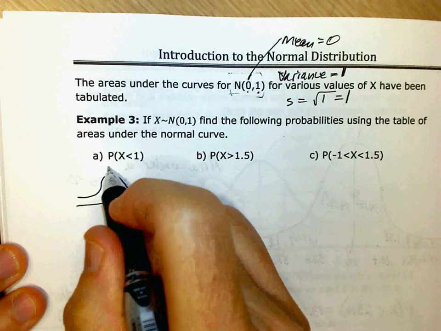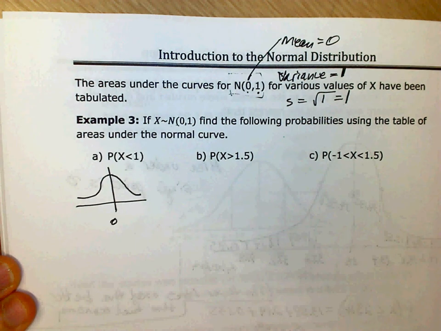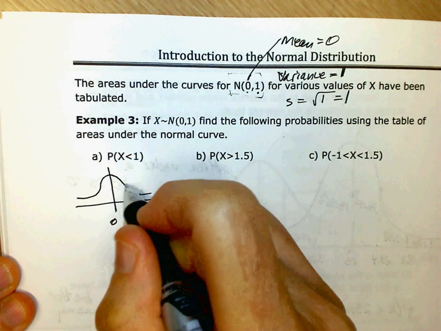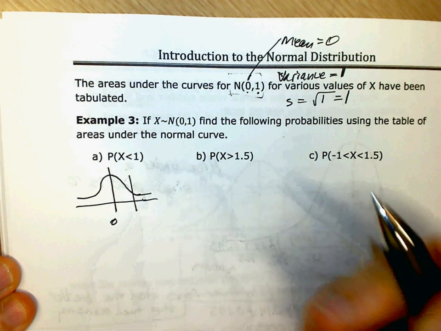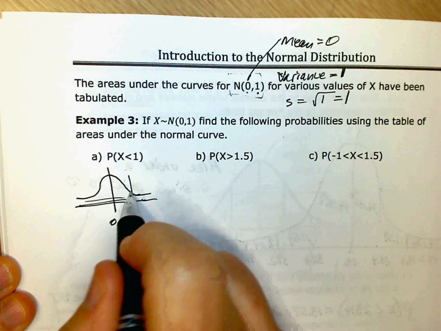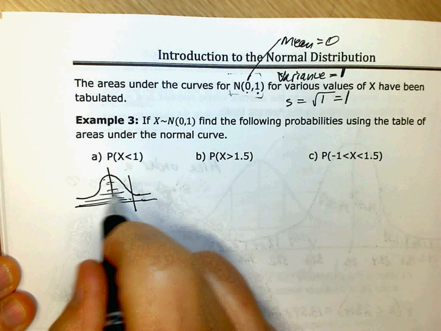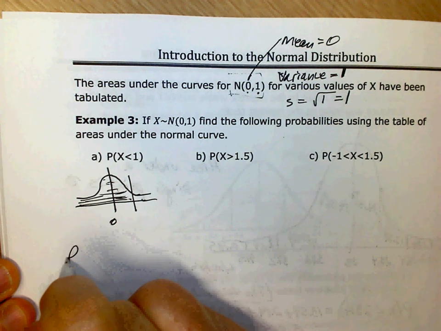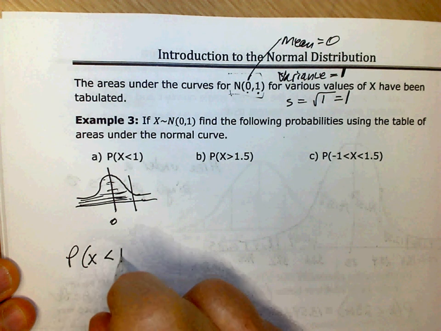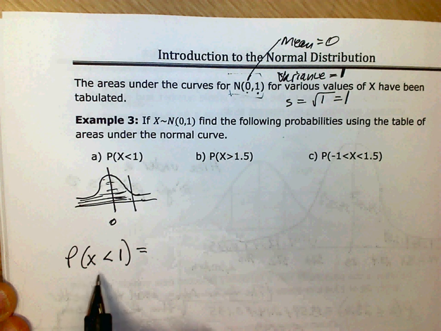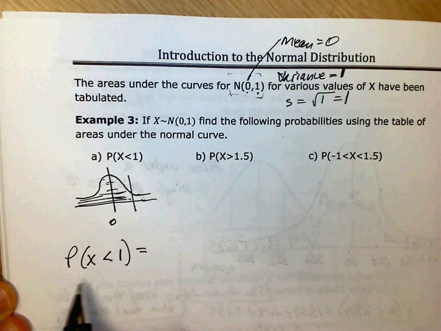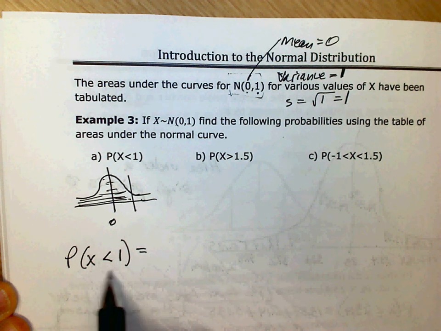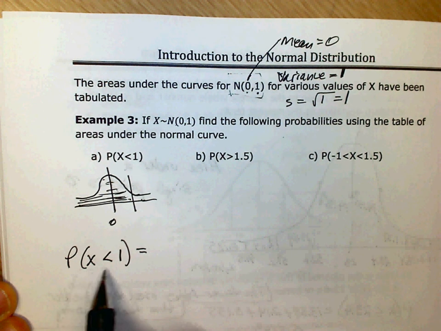Agreed? So that means 1 is on this side, and we need this area here. So we want the probability x is less than 1. I want you to write this like this, okay? Some people just want to write the answer. They don't want to write the leading statement. So let's go to our table.